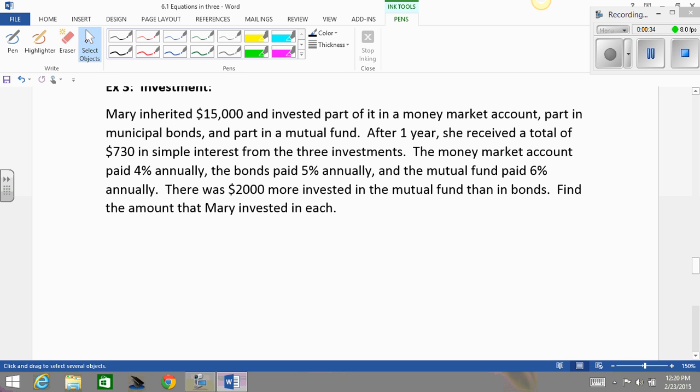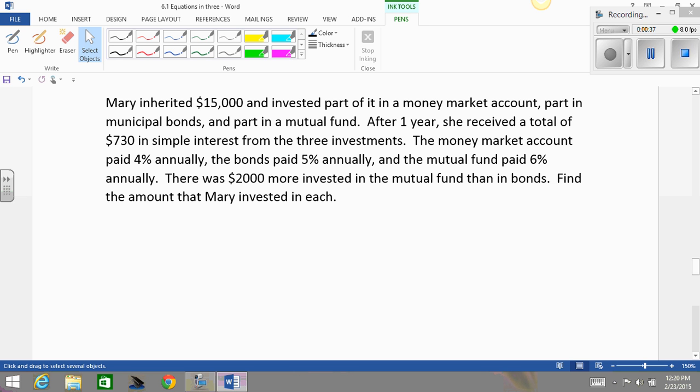The first example is going to be based on investments. The problem states that Mary inherited $15,000, and she invested part of it in a money market account, part of it in a municipal bond, and part of it in a mutual fund. After a year, she received a total of $730 in simple interest from the 3 investments. The money market account paid 4% annually, the bonds paid 5%, and the mutual funds paid 6%. There was $2,000 more invested in the mutual funds than in the bonds. We want to find the amount of money that Mary invested in each.